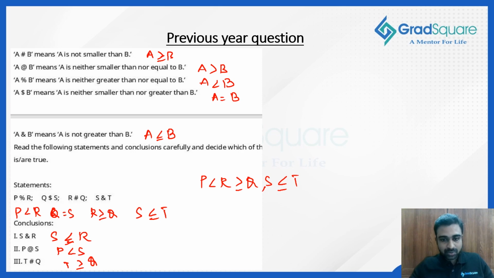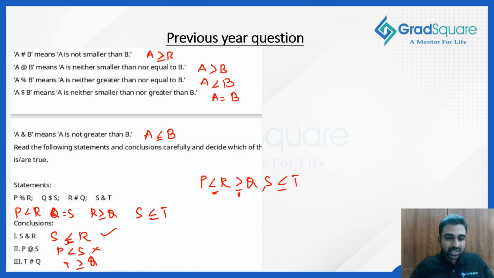Yes, of course, because S is equal to Q. If Q is less than or equal to R, then S will be less than or equal to R. So first conclusion follows. P at S means P is less than S. No common symbols have been given here. So this conclusion is not valid.